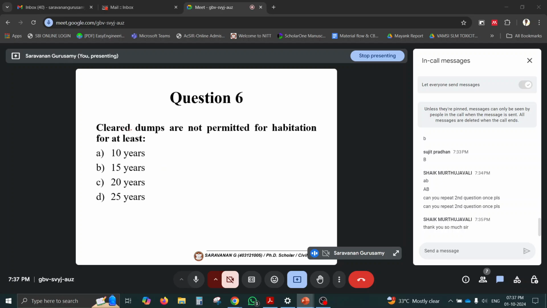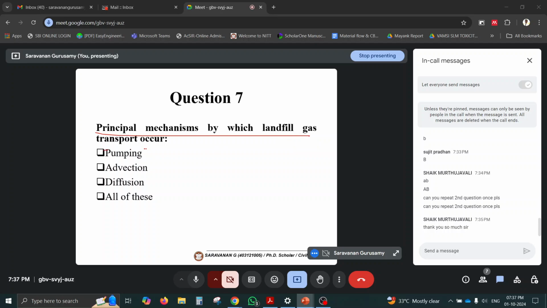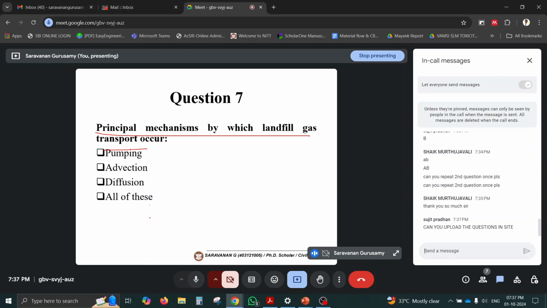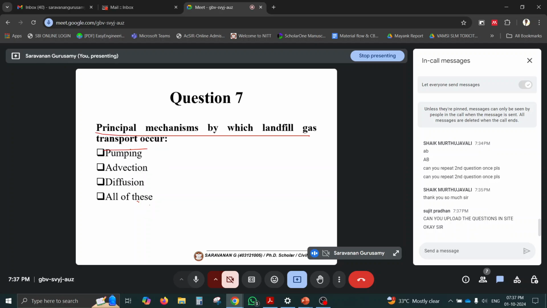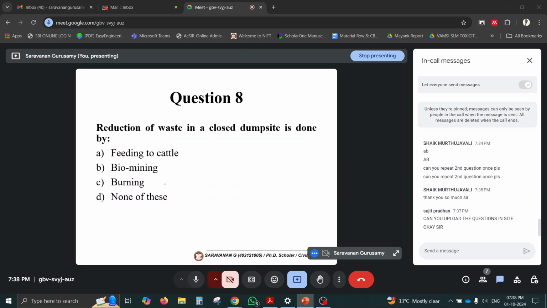Okay. Clear dump sites are not permitted for habitation for at least 15 years. That is correct. Okay, we have already answered. Principal mechanism for landfill gas transport: pumping, advection, and diffusion, all of this. Yeah, we have already. Every week we are uploading these questions on the site. You can check the problem solving session tab. I will show you now. So the answer is advection and diffusion. These are the two prevailing transport mechanisms.